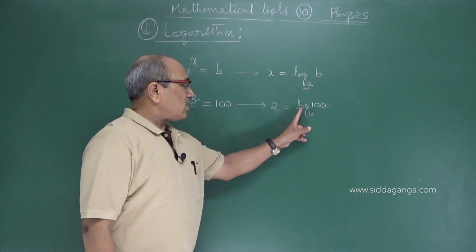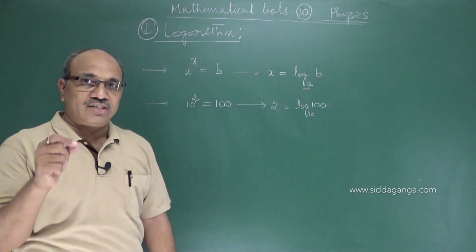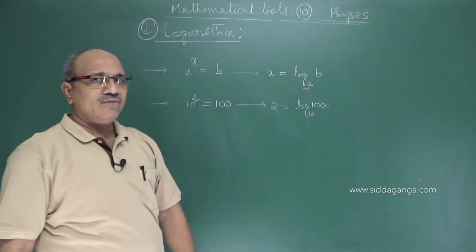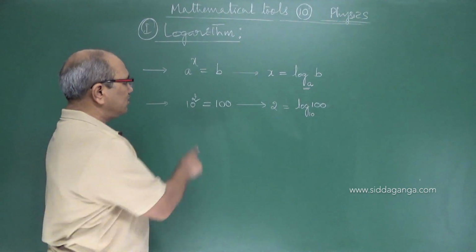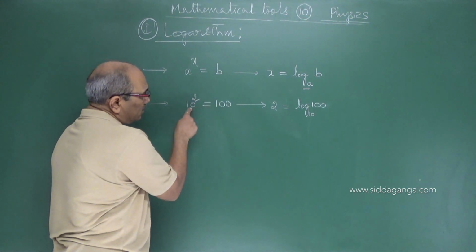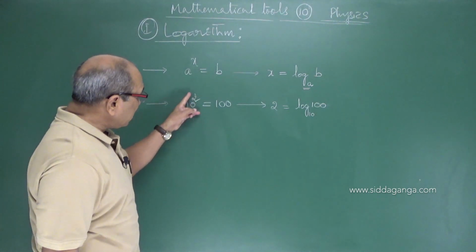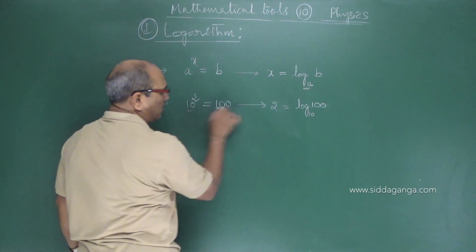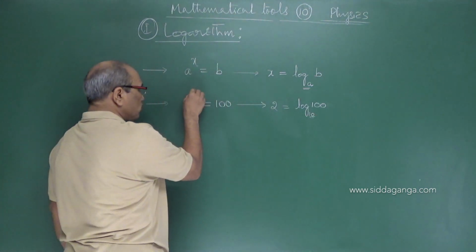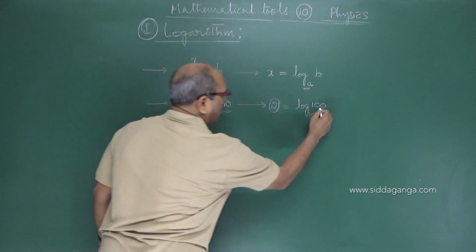Two is the logarithm of 100 to the base 10. Log of 100 to the base 10 value is 2. You may be thinking, from where did we get this 2? What is 100? 10 power 2. The power of 10, that is the base. This is the base 10. This 2 is the log of this value 100.